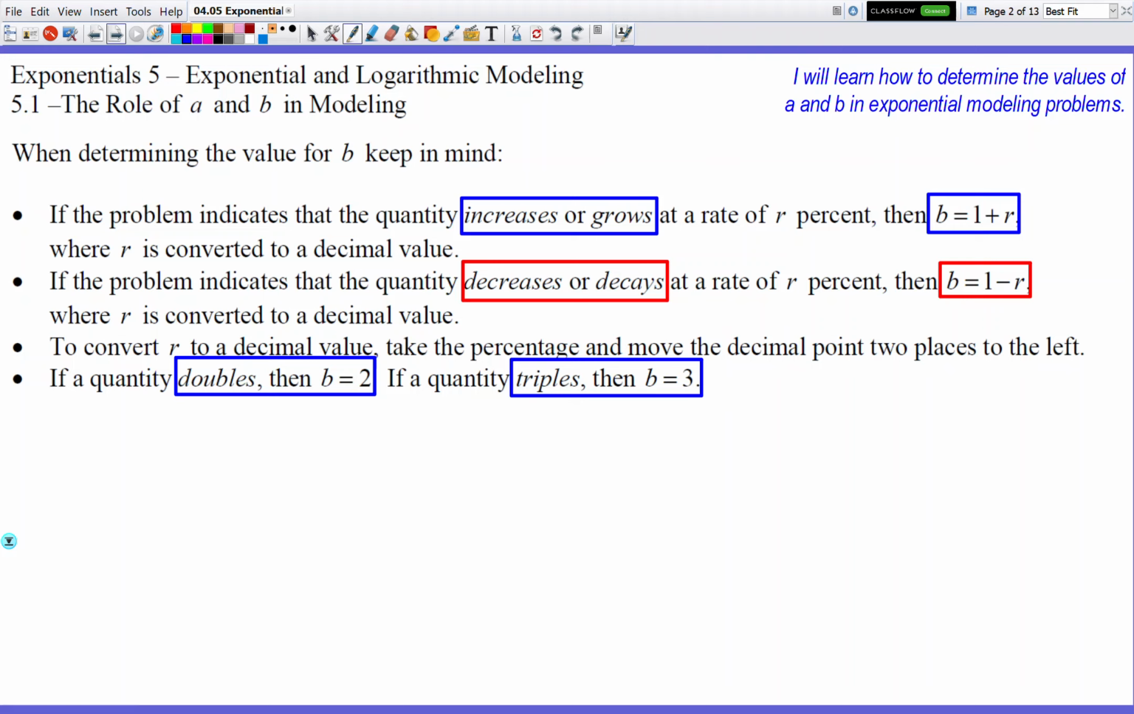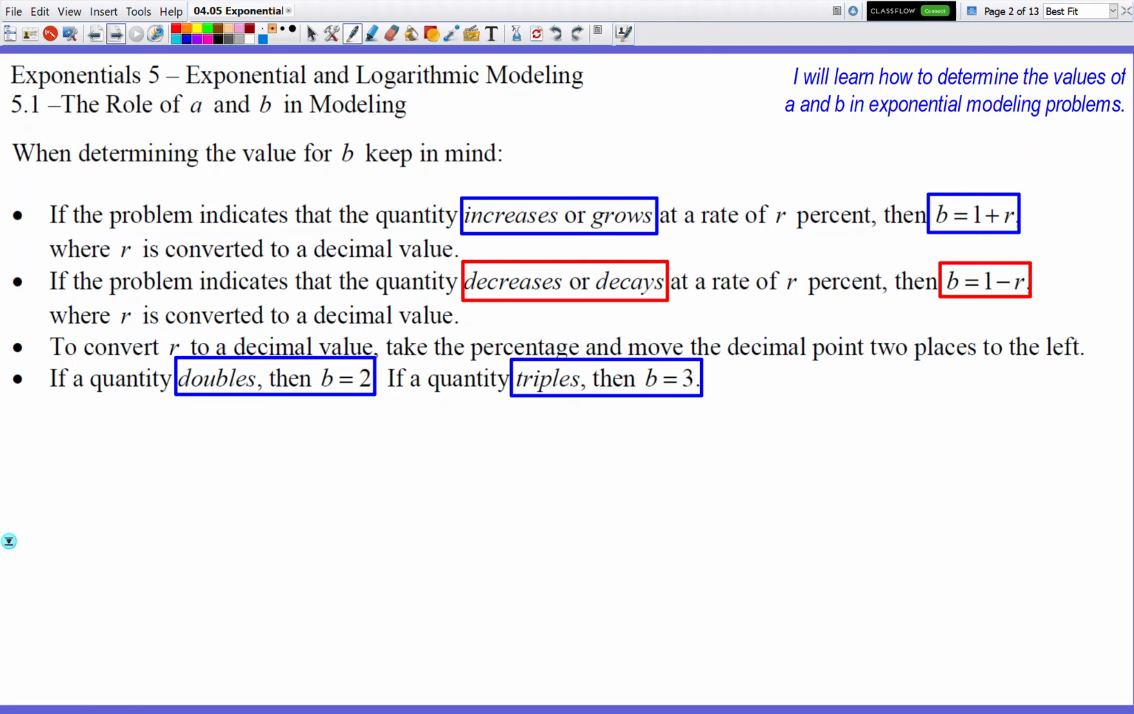Okay, so when you read the problems, you're going to see words that indicate either growth or decay. If you see words that relate to something increasing or getting bigger, then you know it's going to be a growth problem. And the way we get the b value is 1 plus r, where r is the number that tells us how much it's either growing by or how much it's decaying by.